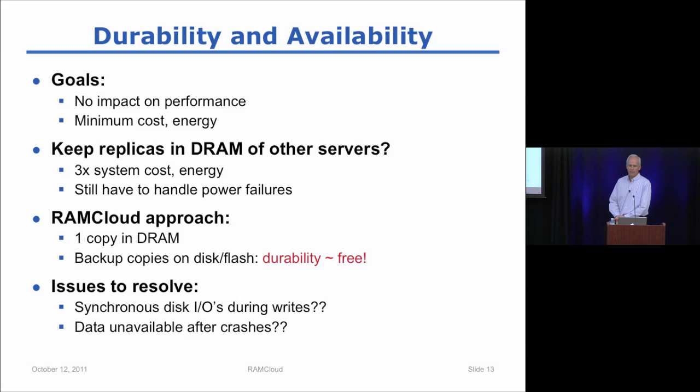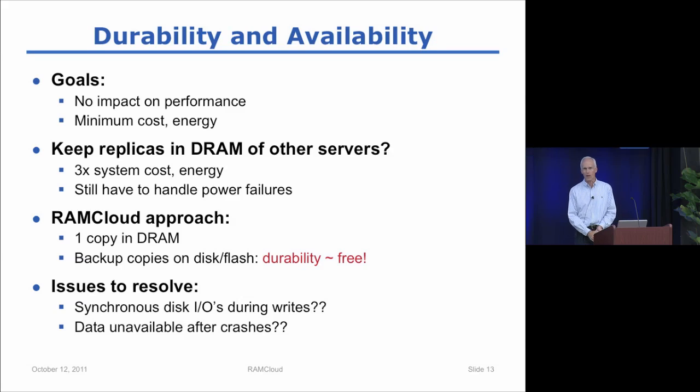So durability and availability. So the main thing is we have to make this data as reliable as disk, and we'd like to do it in a way that satisfies two attributes. First, we don't want it to affect the performance. So if we start getting disk-level performance out of RAMCloud, that would be a huge disappointment to us. We want performance that's limited only by DRAM and the speed of your network.